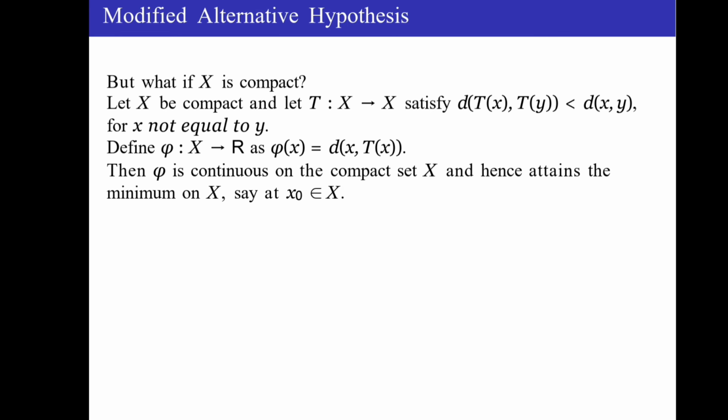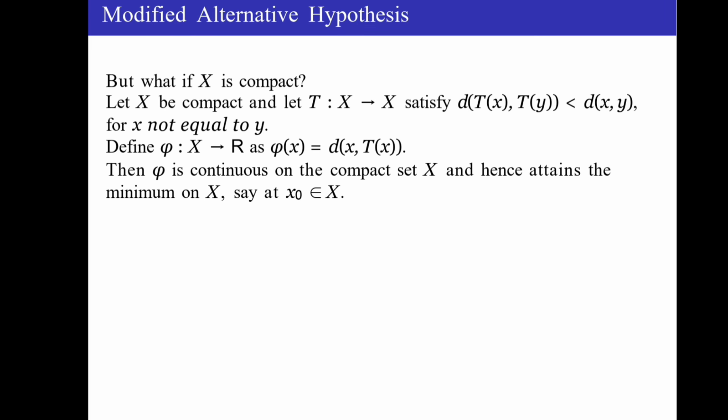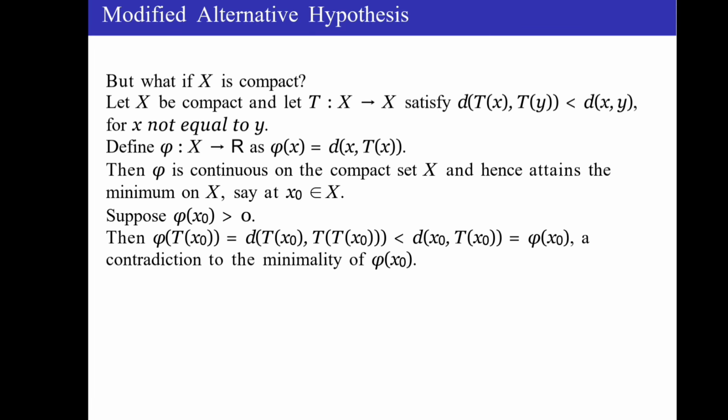Okay, so phi of x naught, that is true, phi of x is greater than or equal to 0 for all x. Hence in particular phi of x naught is also greater than or equal to 0. Now suppose that phi of x naught is strictly greater than 0, then what will happen? Then we'll have that phi of t of x naught, which by definition is equal to the distance between t of x naught and t of t of x naught, which will be strictly less than the distance between x naught and t of x naught from the condition, and this by definition is equal to phi of x naught.